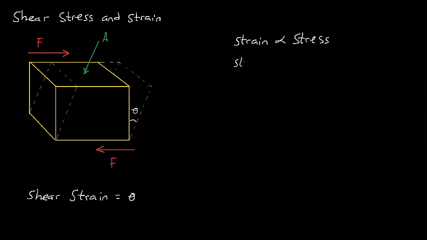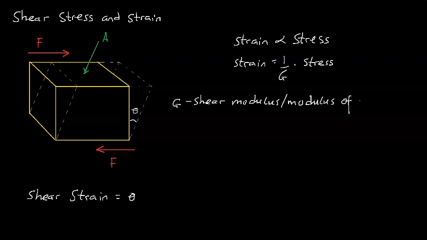Applying Hooke's law to this, we can say that the strain is equal to the inverse of G multiplied by our stress. G is a constant known as the shear modulus or the modulus of rigidity. We can rewrite G as being equal to the shear stress divided by the shear strain.